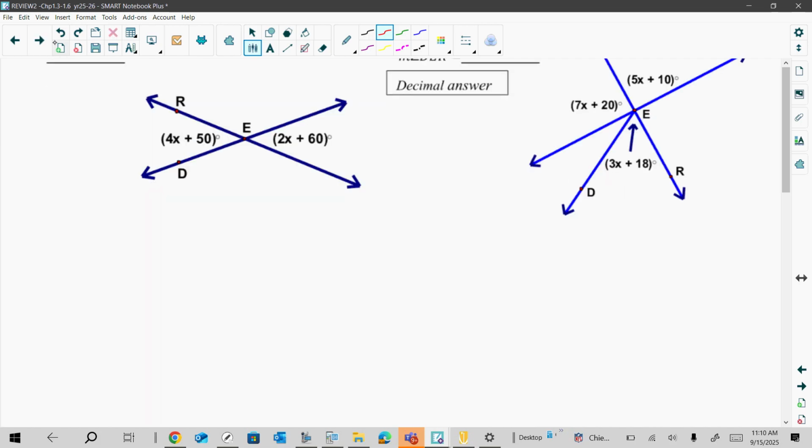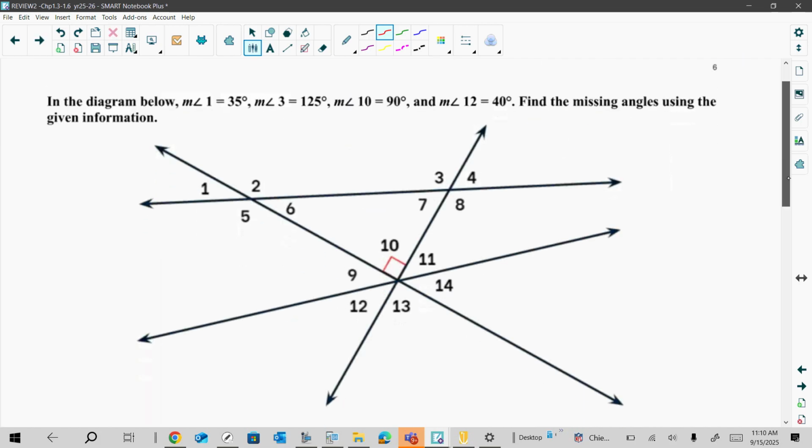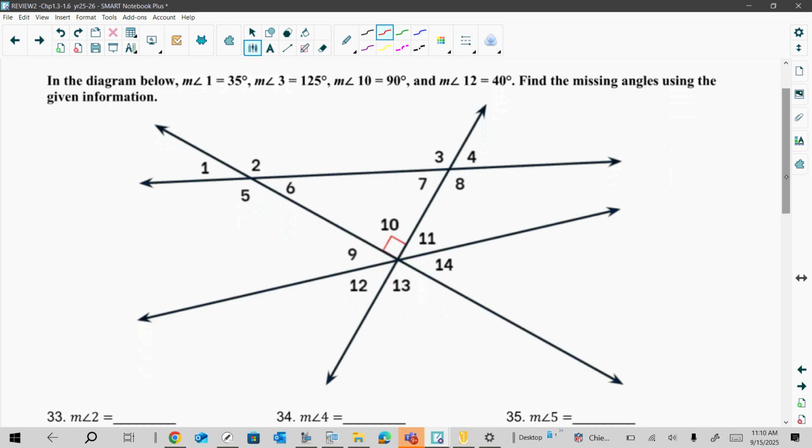All right, so now we're taking just one angle and doing multiple angles, guys. I would definitely walk through this with me, or check, those of you who did it, that you did it correctly. Always label the angles that they gave you. So angle 1, we're going to put 35 in the interior there. Angle 3 is 125, so I'm going to put that there. Angle 10 is 90, which they've already put the box to indicate that. And then angle 12 is 40. I'm going to put that there.